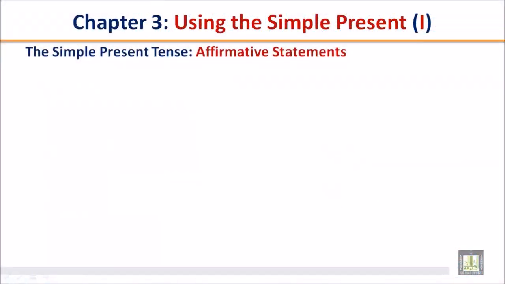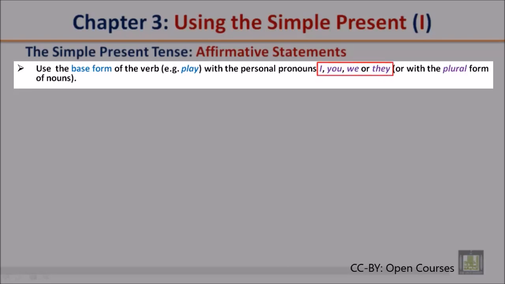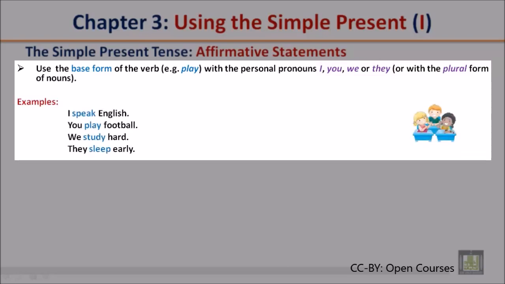The simple present tense. Affirmative statements. Use the base form of the verb, for example, play, with the personal pronouns I, you, we, or they, or with the plural form of nouns. Examples: I speak English, you play football, we study hard, they sleep early.